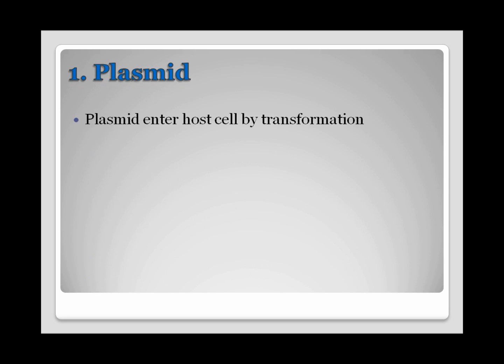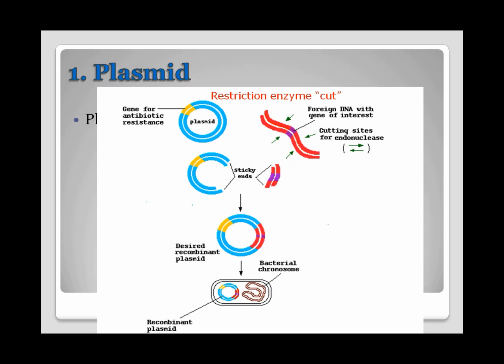When plasmid and gene of interest are cut by restriction enzyme, the gene of interest will insert into the plasmid and ligation happens. Then this recombinant plasmid is transformed into the bacterial cell, becoming recombinant bacteria.